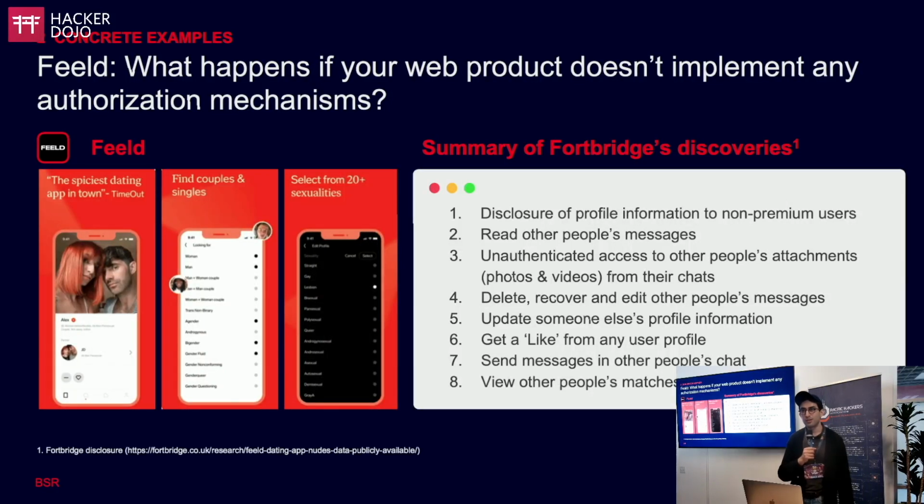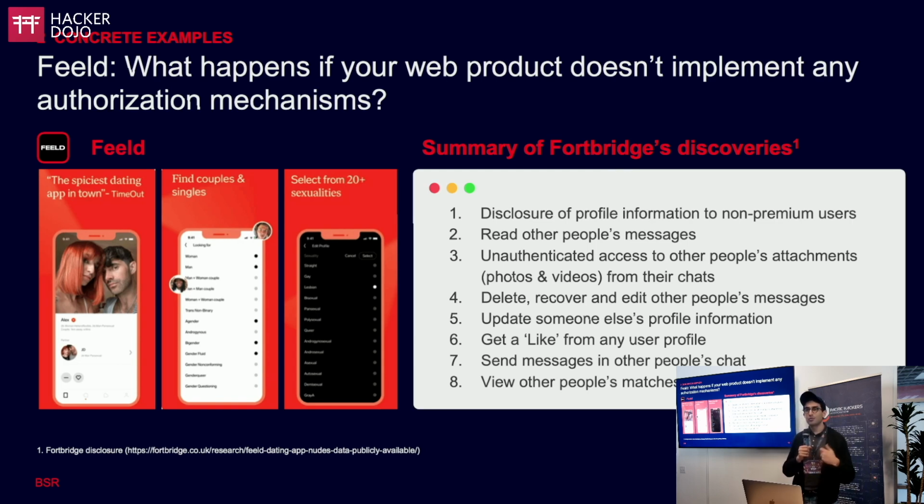Okay, we're going to talk about maybe the scariest example that I have for you all. This was a vulnerability discovered in Field, which is a dating app, and it was discovered by a UK-based research firm called Forbridge. Field is a dating app that is a view of what the world would look like if authorization was never implemented. Just a fun idea to think about.